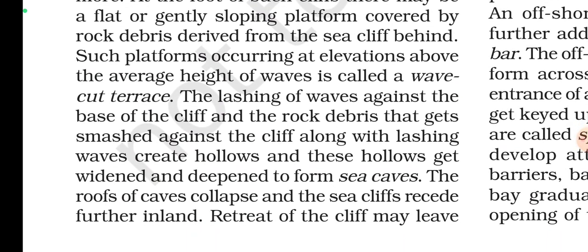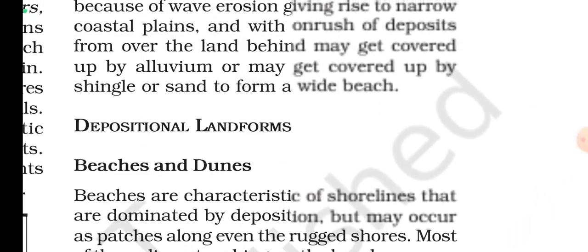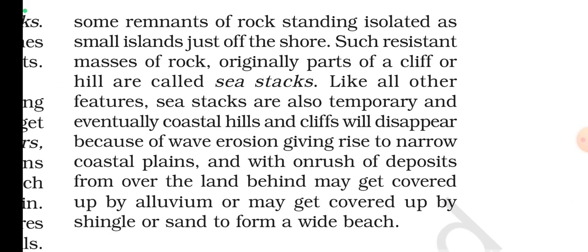Such platforms occurring at elevations above the average height of waves are called wave-cut terraces. The lashing of waves against the base of the cliff, and the rock debris that gets dashed against the cliff along with the lashing waves, creates hollows, and these hollows get widened and deepened to form sea caves. The roofs of caves collapse and the sea cliffs recede further inland. Retreat of the cliff may leave some remnants of rock standing isolated as small islands just off the shore. Such resistant masses of rock, originally parts of a cliff or hill, are called stacks, or sea stacks.